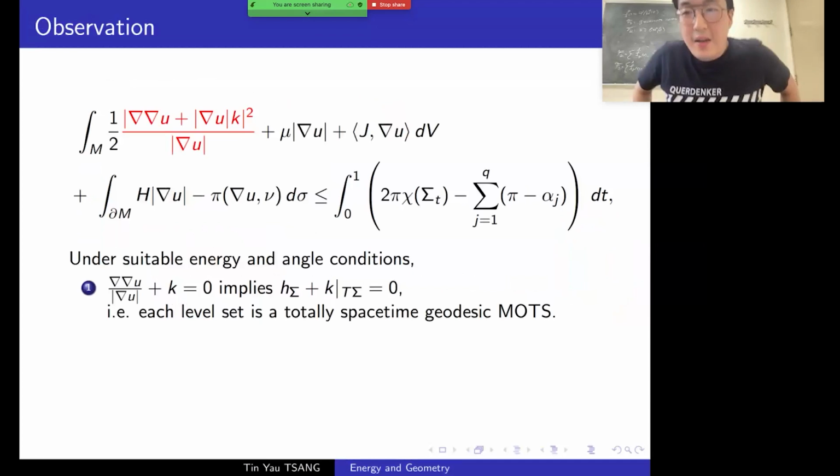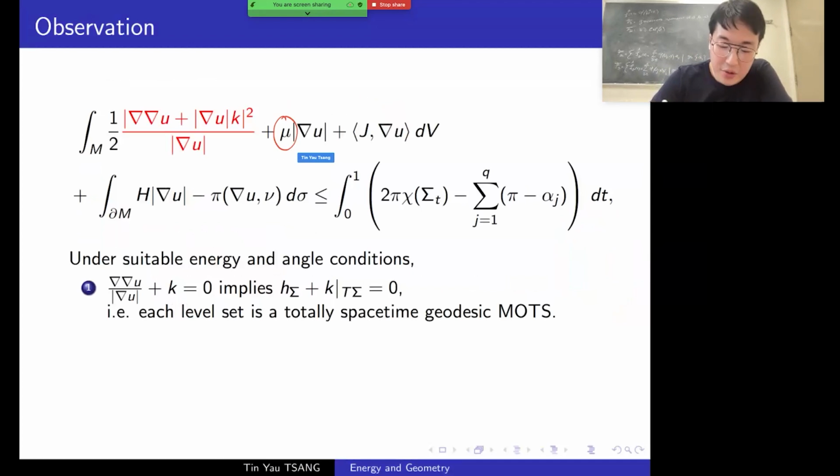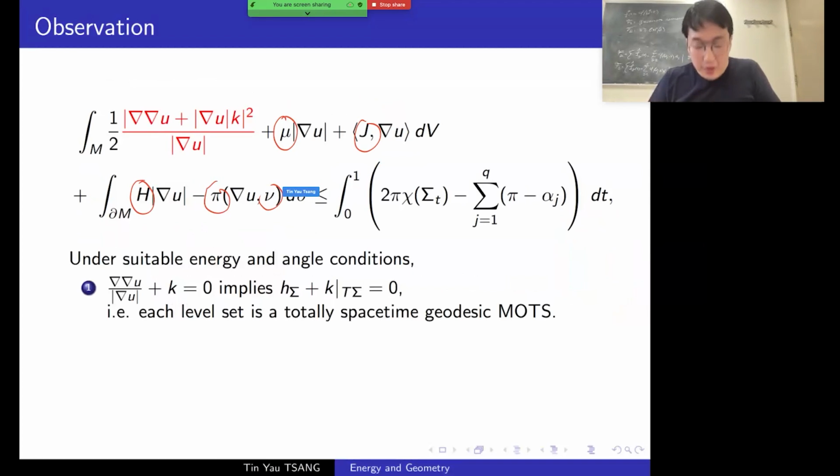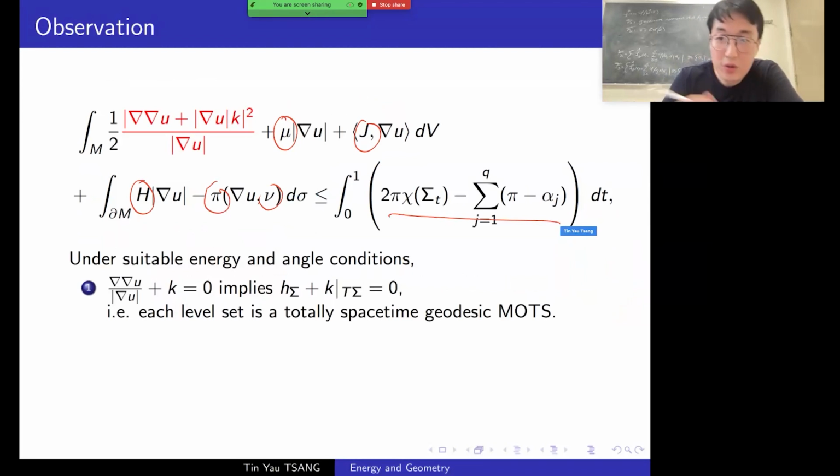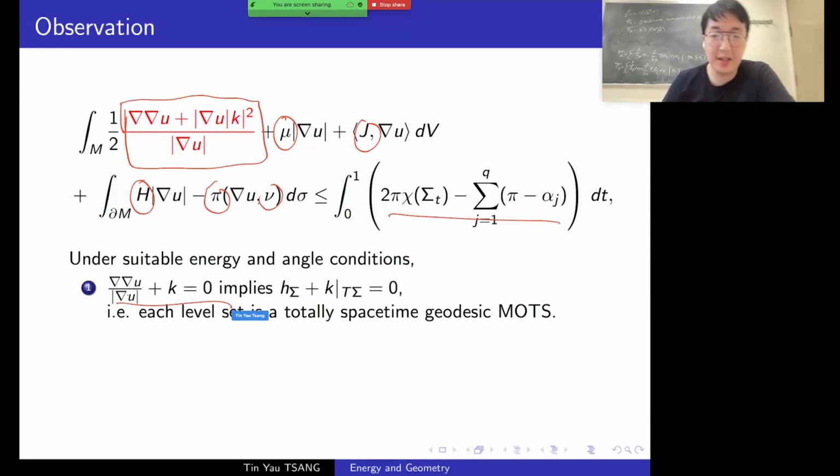So after we overcome those difficulties and we really get the formula, what do we observe? First of all, under suitable energy and angle conditions, for example, you assume something on mu and J, you assume something on the pi nu tensor, and also you assume something on the angles. Then we should expect that what we want to be 0 is the following tensor. This part is 0, as we highlighted here.